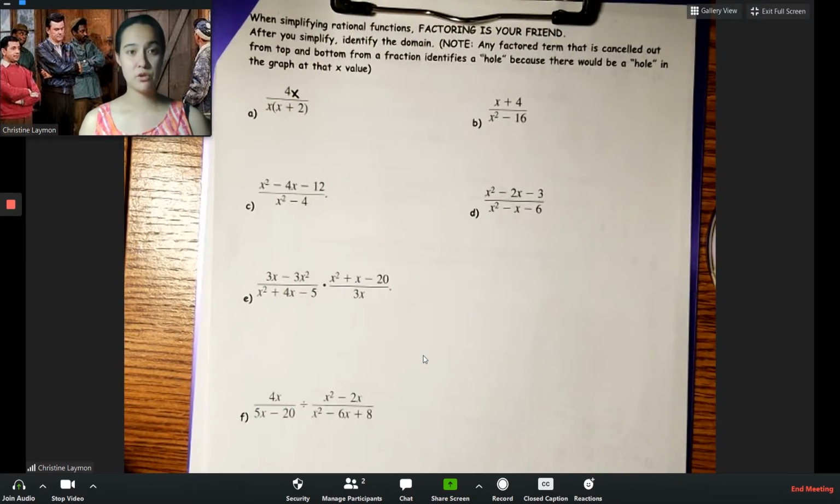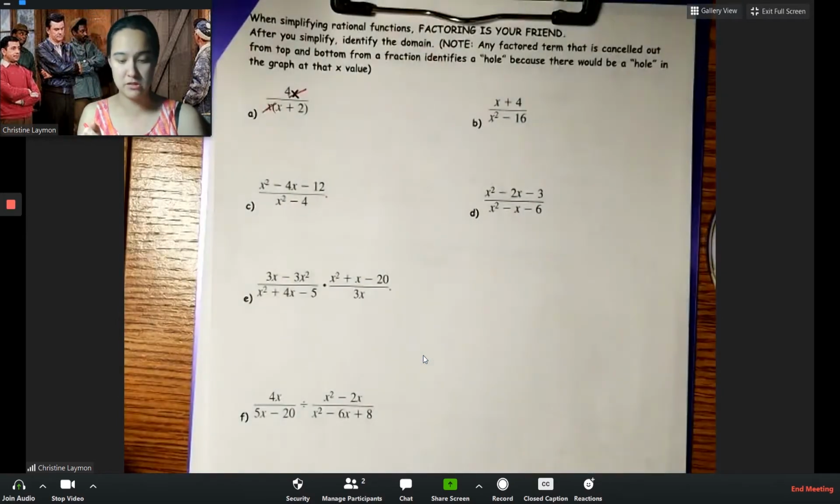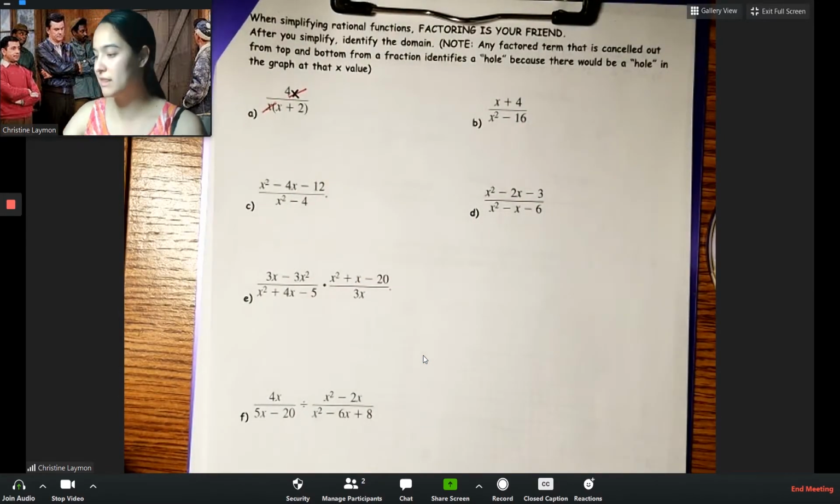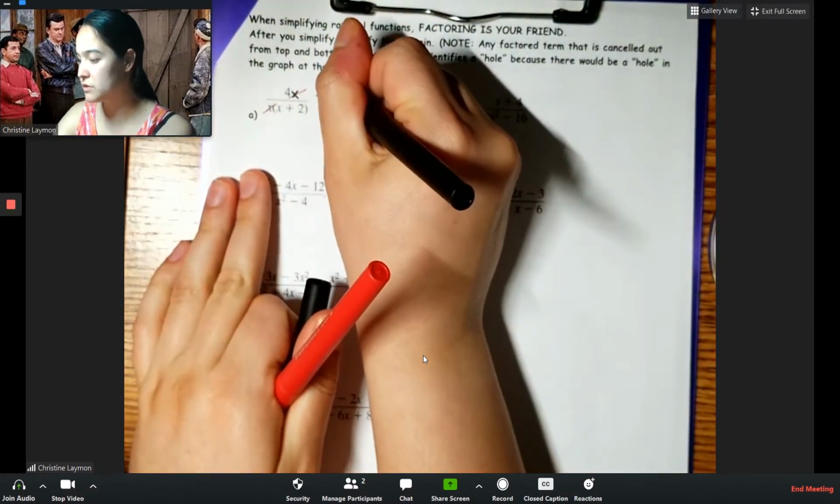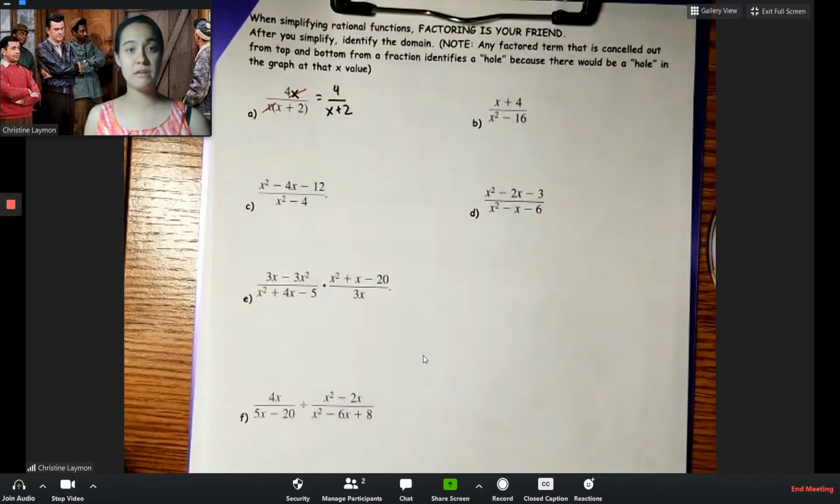Okay, so I am going to go ahead and cancel out that x because I'm simplifying. I'm dividing top and bottom by x. That x is gone, that x is gone. What I would then be left with is 4 over x plus 2. So that would be my simplified version of this answer.